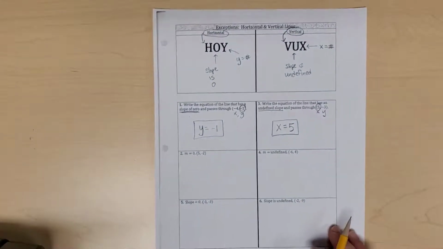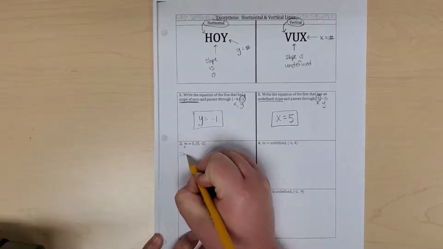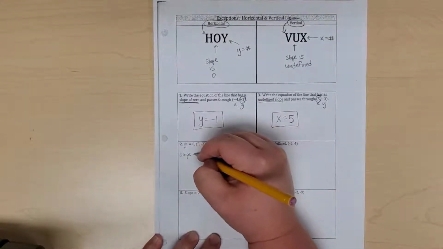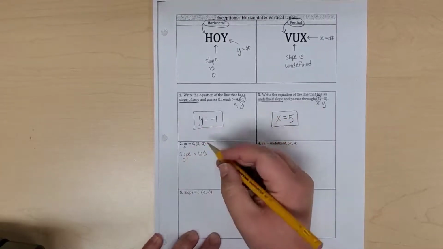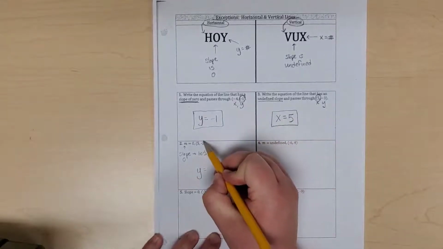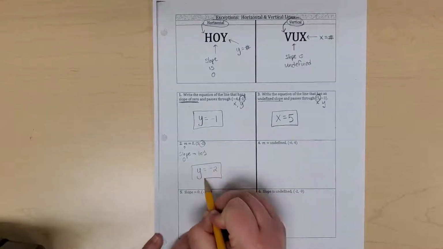Same idea. Number 2 says M equals 0. Now remember, M is just your slope. So since my slope is 0, that means HOY. Okay, so I'm going to have Y equals, and the Y value of the point is -2. So my equation is Y equals -2.